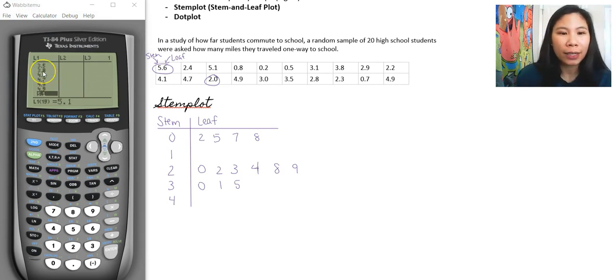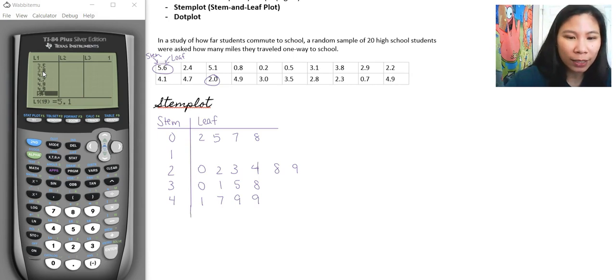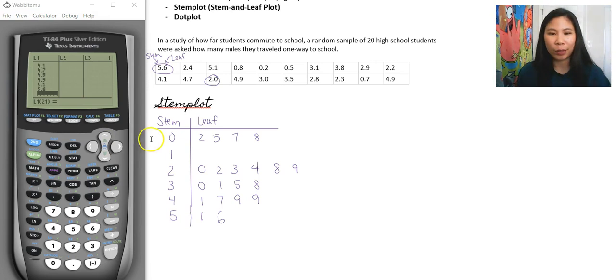And continuing on, I have 3.8. And then I move down into 4.1. So that's the next stem of 4.1, 4.7, 4.9. And then there's another 4.9, so I'm just going to list that 9 twice. And then my next number after that is a 5.1, so I gotta add one more stem. So a stem of 5, leaf of 1, oops, and then 5.6 was my last and biggest number. So this is it. This is the stem plot.